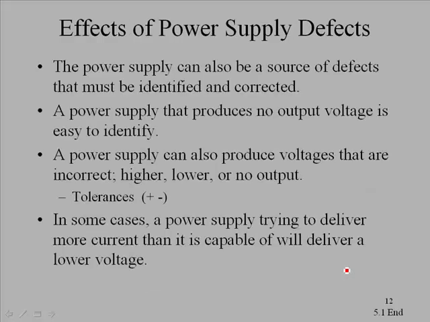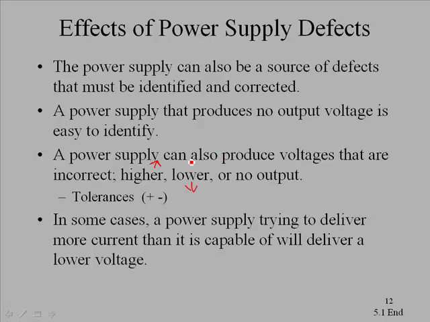Okay, effects of power supply defects. The power supply can also be a source of defects that must be identified and corrected. A power supply that produces no output voltage is easy to identify. If there's no output, the system simply won't work because the power supply isn't producing any voltage, and that is relatively simple to diagnose. A power supply can also produce voltages that are incorrect. They can be higher, or they can be lower, or there can be no output.